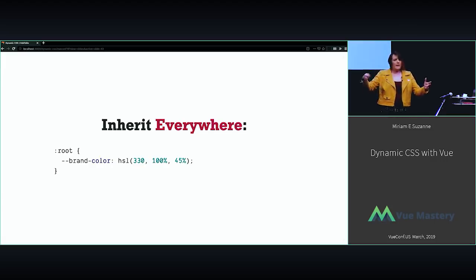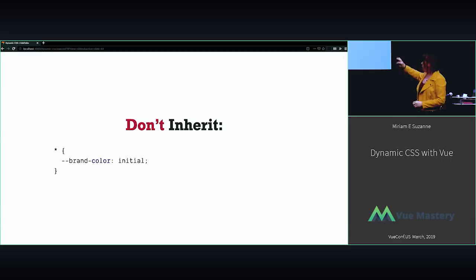Just a few quick things about how variables work. If you set them on the root, they'll inherit everywhere. By default, they inherit. If we don't want them to inherit, we can set them everywhere back to their initial value. So that's a quick way to say this property shouldn't be inherited. We want to set it individually each time.